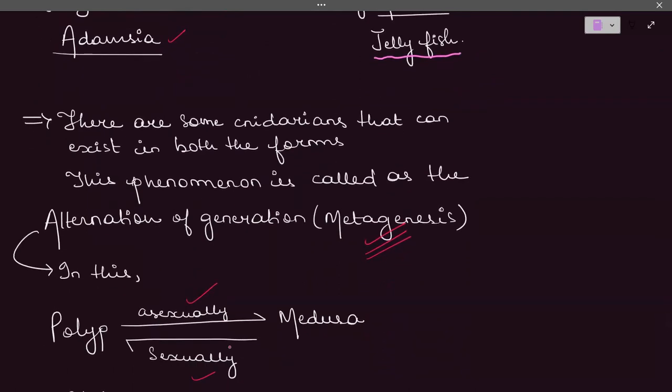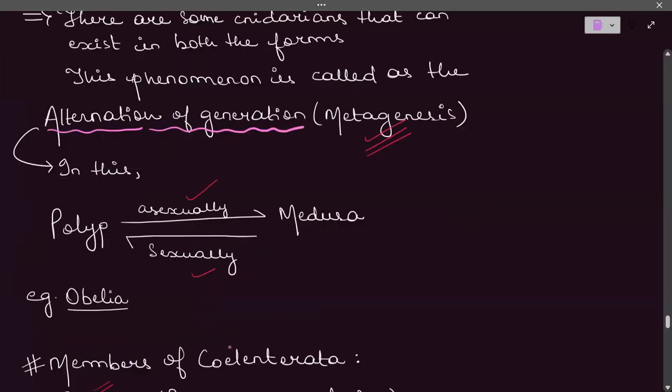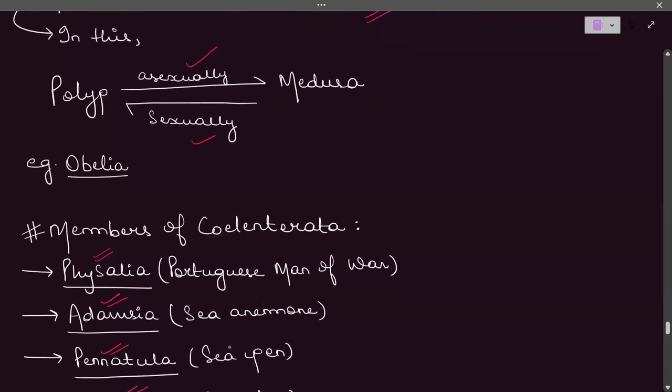Now, this phenomenon where they can exist in both of these forms, like first they will exist as polyp, they can also change to medusa. This is known as alternation of generation, just like how it was there in the plant case also, gametophyte, sporophyte. Alternation of generation with respect to animals is known as metagenesis. In this, the polyp body form changes into medusa asexually, and the medusa changes into polyp sexually. The example of the organism which can exhibit this alternation of generation is Obelia.